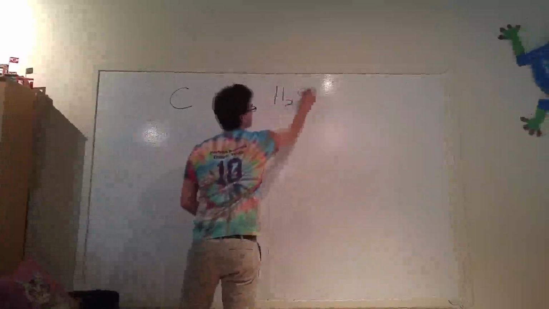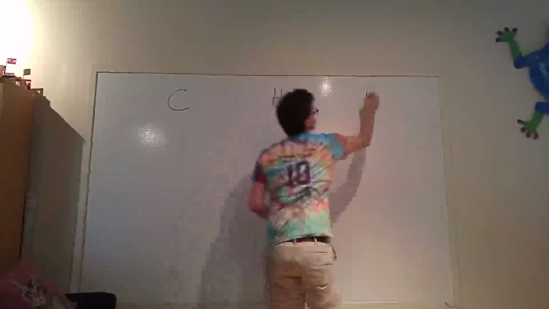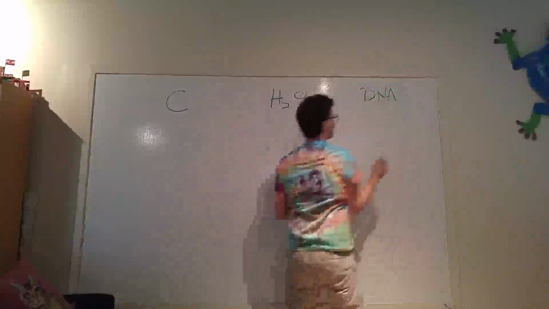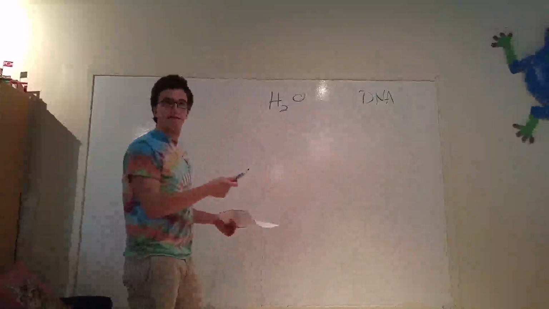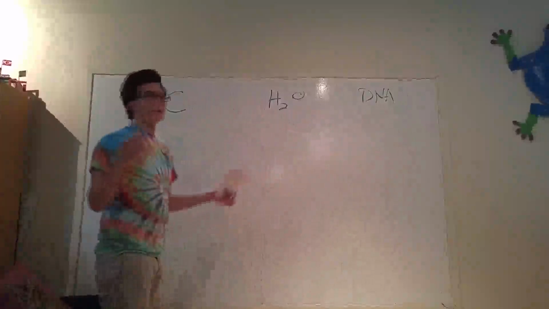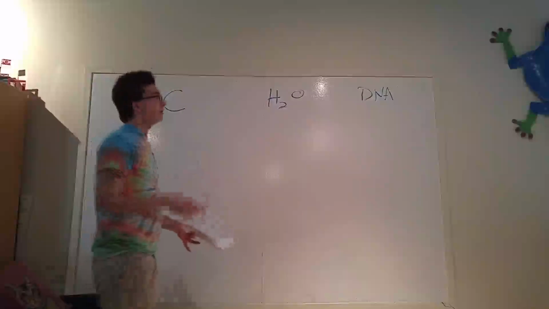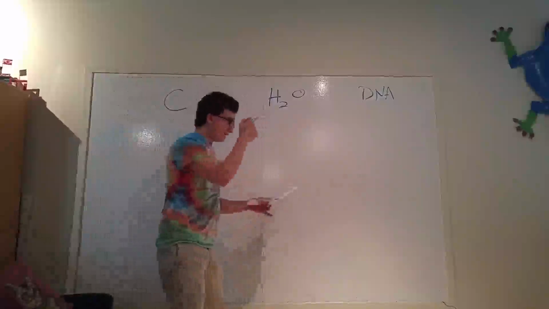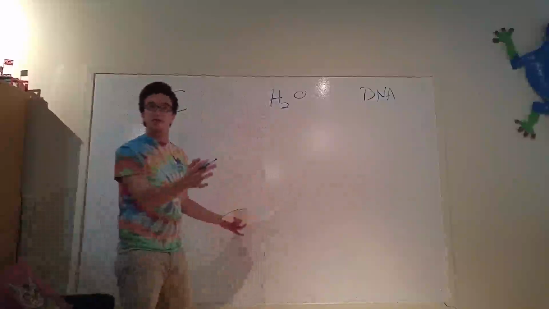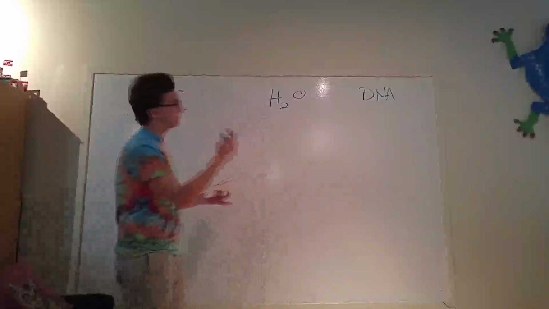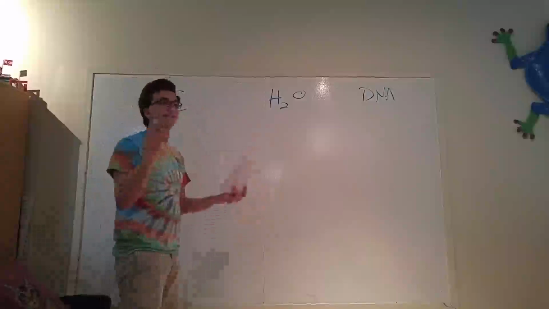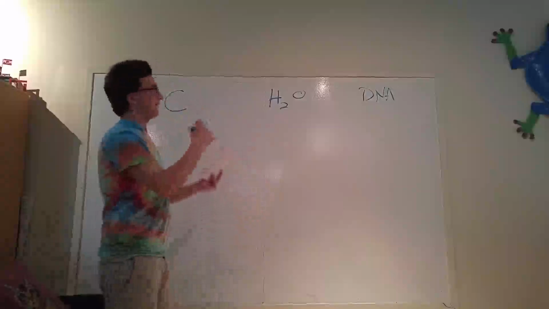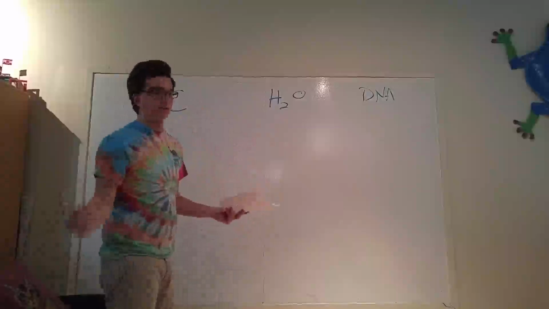One of them is carbon, one of them is water, H2O, and then the other one is DNA, which stands for deoxyribonucleic acid. It's a really long word. It's not all that important to know, but the key is that DNA is genetic information for all life. Genetic information is the heritable, or passed-down, genes that end up determining what something looks like or what something does.